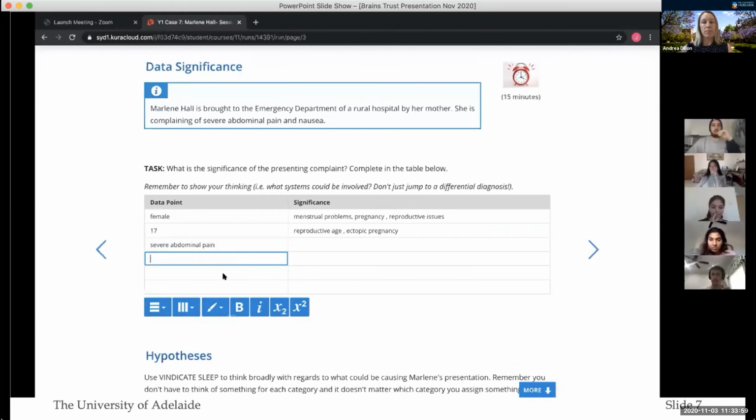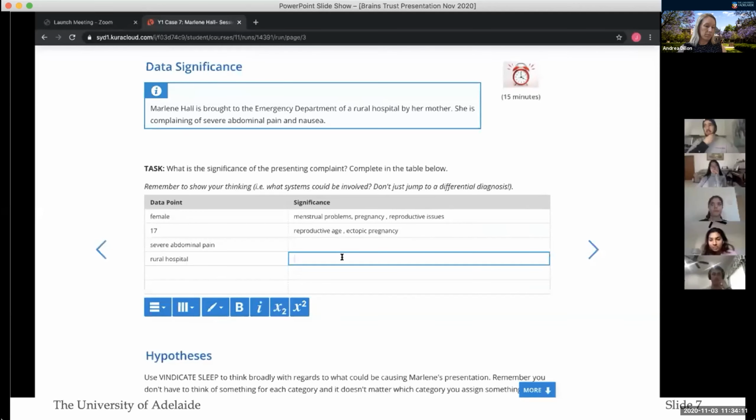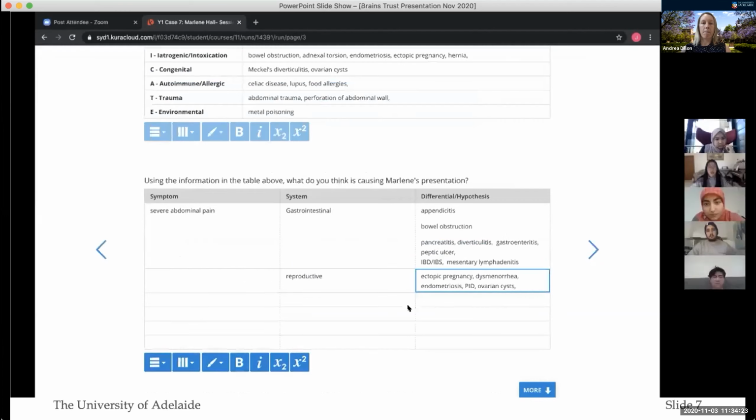Also that she's in a rural hospital as well. Really good pick, Jamie. What about rural hospital? Well, some rural hospitals lack certain equipment and I guess things to treat people sometimes. Yeah, very true. And any other systems that could cause severe abdo pain? Because you have cardiovascular as well, like in an MI, you could get really upper epigastric pain. Yeah, I like that. It might be unlikely just because of her age, but still.